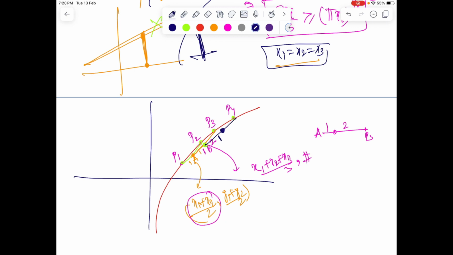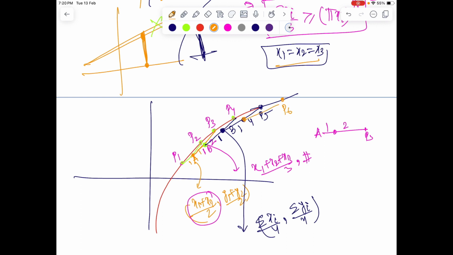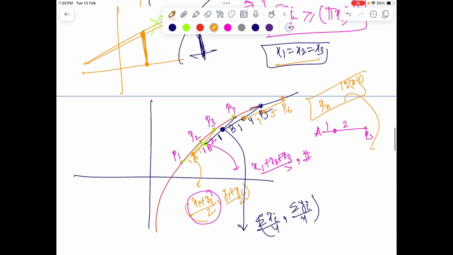And similarly y1. Now again, with this new point as the new coordinate, I'll join it with P4. And now I'll again select a point which divides it in 1:3. That will give the location of this point as sigma xi by 4 and sigma yi by 4. You can keep on repeating this process. If I take P5, again select a new point and divide it in 1:4 ratio. If you have P6, you take a new point and divide in 1:5 ratio. So for every new point Pn, we are dividing the line joining the previous one in 1:n minus 1 ratio.